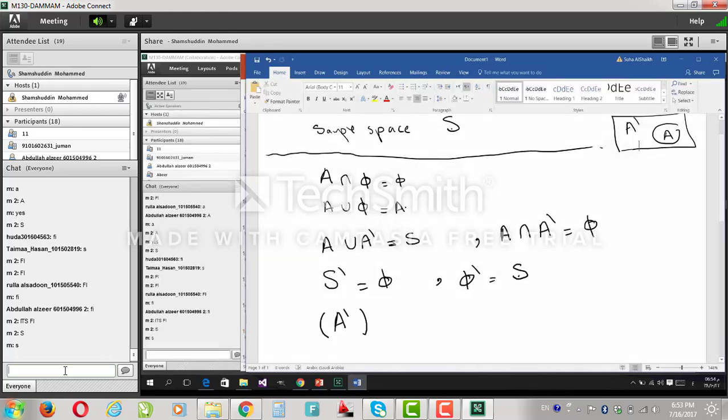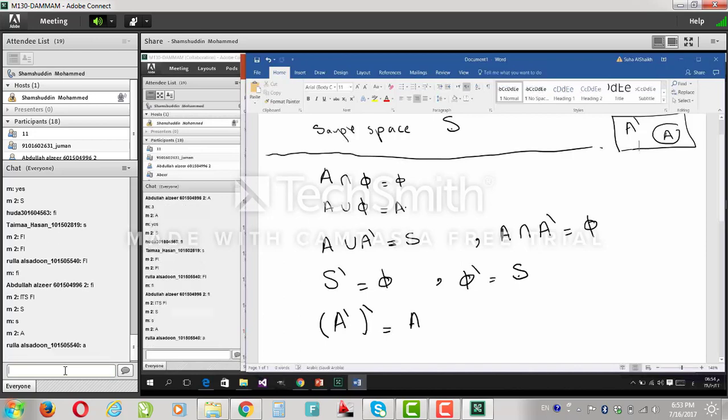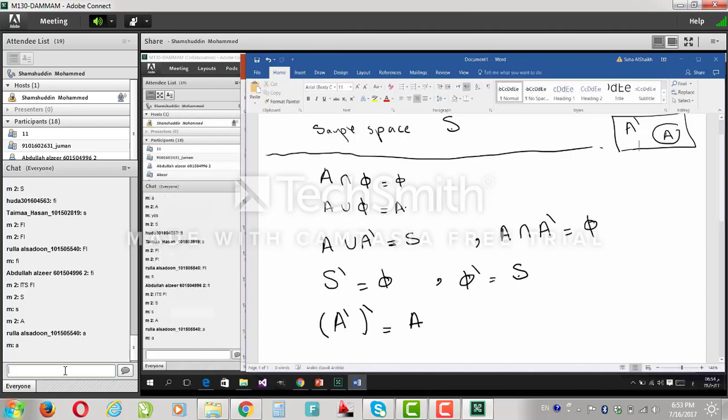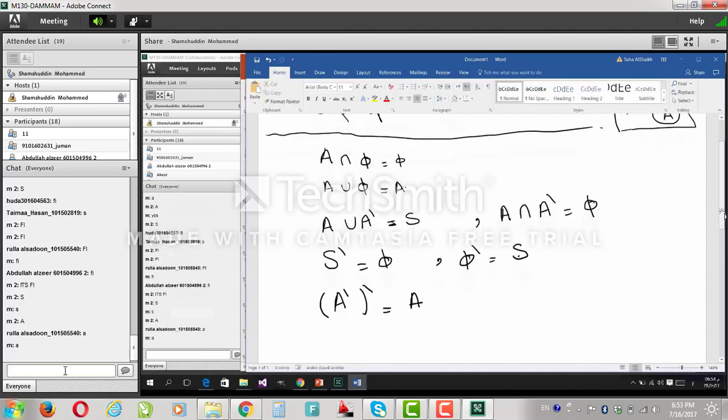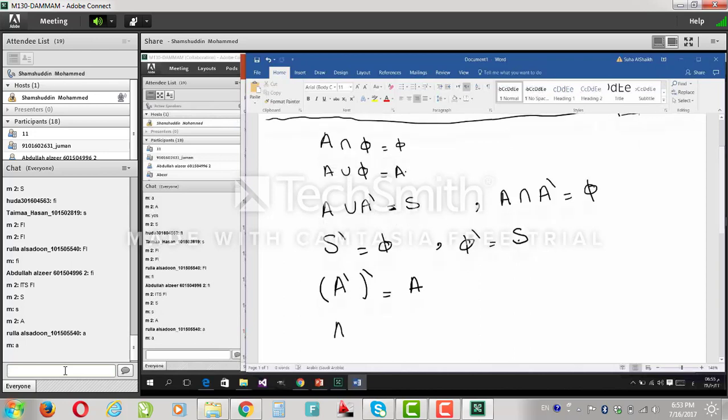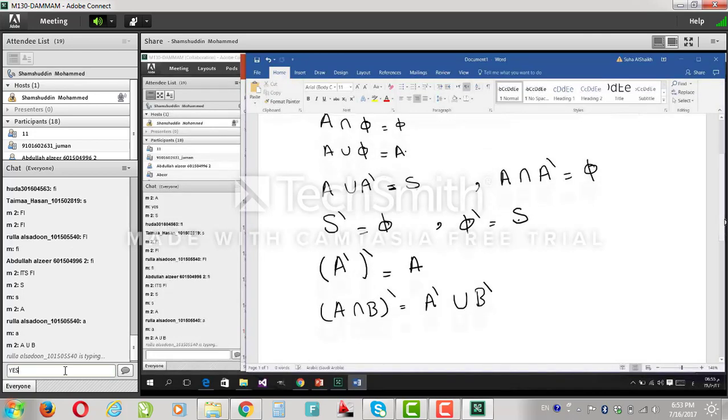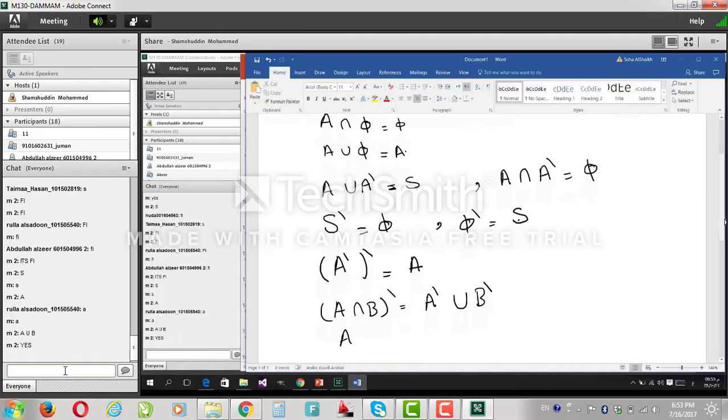What is the complement of the complement? It's A. We go back to the A as if they cancel each other. Also we have what we call the De Morgan's law. We have A intersect B dash is complement A, union complement B. The intersection changed to union, and we have that A union the B dash is A dash intersect B dash.